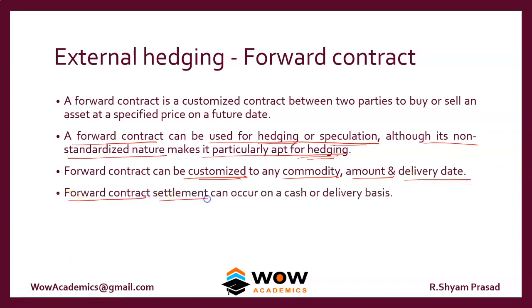Forward contract settlement can occur on a cash or delivery basis. So we spoke of gold as an example. It is not the actual gold that has to be given from the seller to the buyer. It can also be the gold's worth. That is, gold would not be exchanged in hand. Even the worth of the gold, that is the 2800 rupees or the 3500 rupees, can also be transferred. So it can be a cash based settlement or a delivery of gold based settlement.